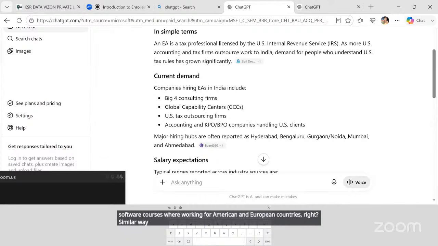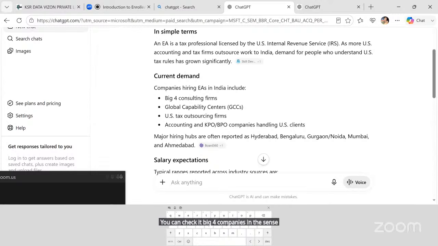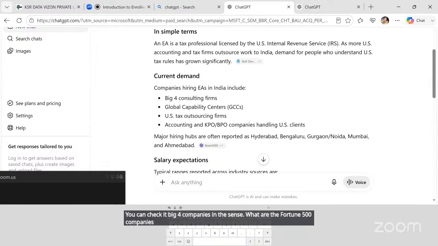Now, American companies need US tax consultants on a lesser budget. That's the reason those projects go to the Big Four companies. Big Four in the sense that the Fortune 500 companies are all clients of these Big Four, either PwC, KPMG, or EY. These companies are not IT companies. We might think these are IT firms, but these are financial companies.